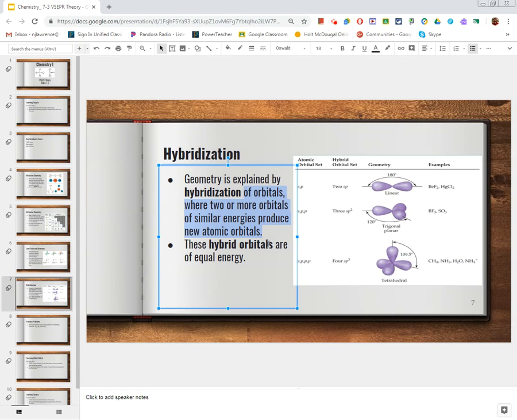And these hybrid orbitals create equal energy levels for our new sp2. So not a big deal, just the major idea is that we are blending together our s and the p, or our s, p, p, or s, p, p, p's, to create new individual orbitals.